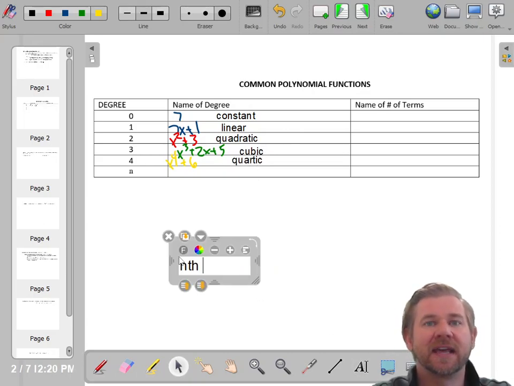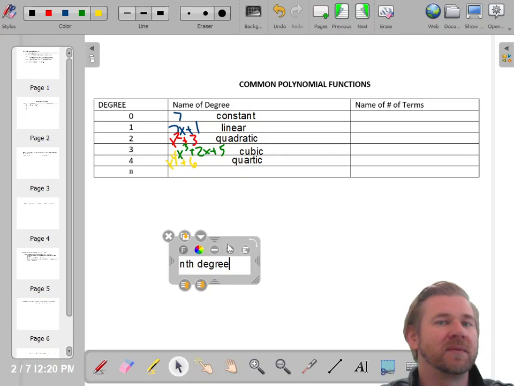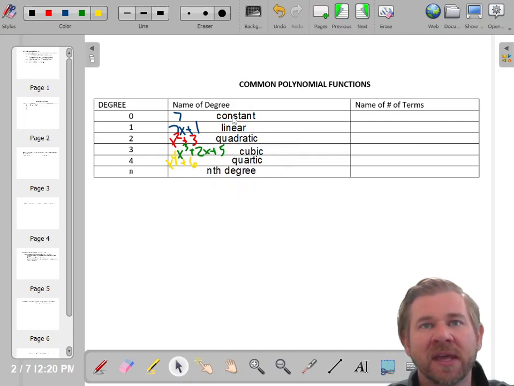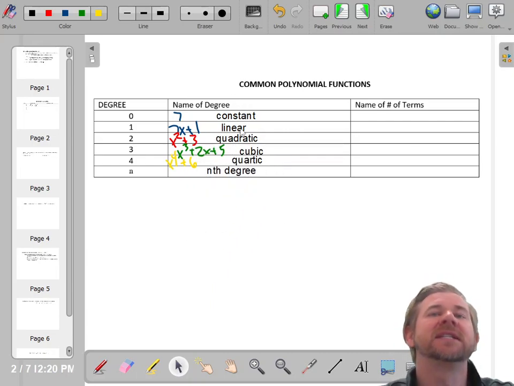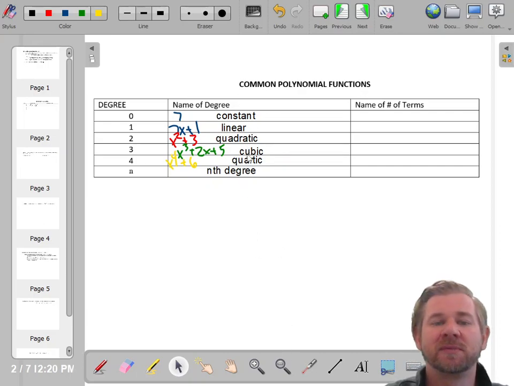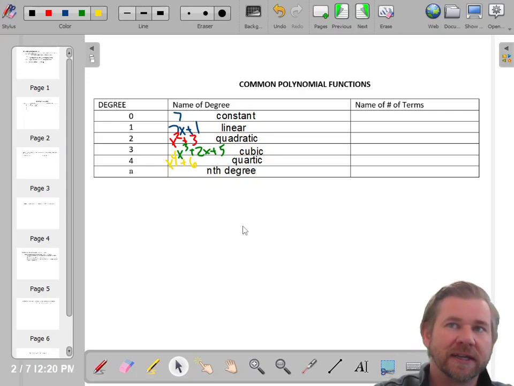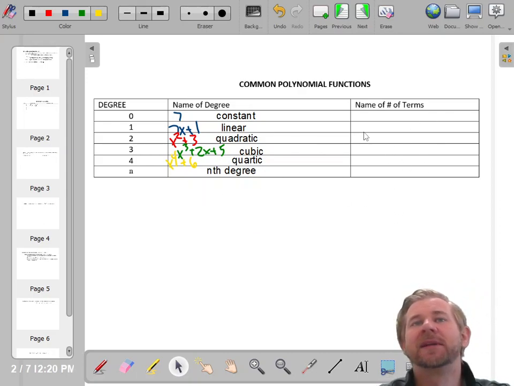After that, we'll just say it's an nth degree polynomial. We're not going to memorize every vocab word that's ever been, but those 5 are fair game. Constant, linear, quadratic, cubic, and quartic. So there's 2 parts to naming a polynomial. The first thing is based on its degree. The other one is how many terms there are.